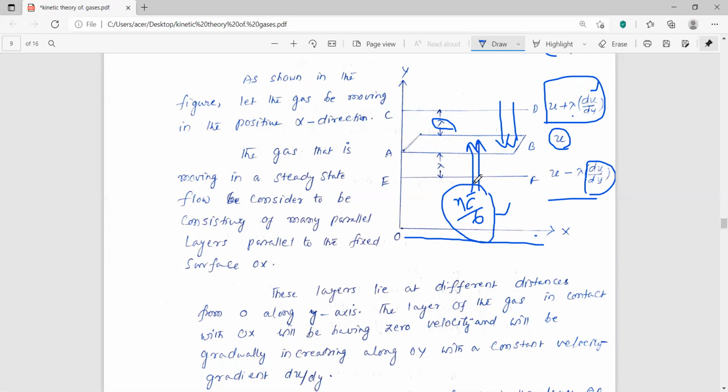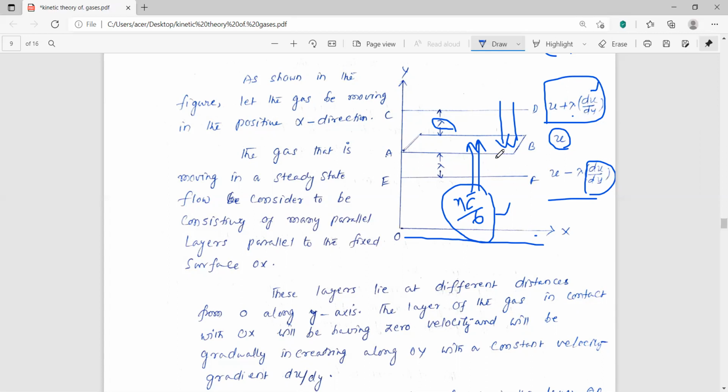Then let us take three layers AB, EF, and CD. Let the velocity of layer AB be u. If you take a layer CD above the layer AB at a distance lambda, that is the mean free path, then the velocity of that layer will be u plus lambda du by dy. Similarly, for layer EF below AB at a distance of mean free path lambda, the velocity will be u minus lambda du by dy.